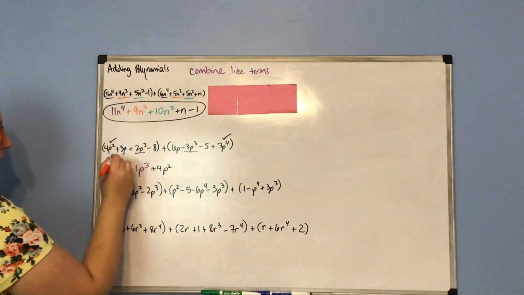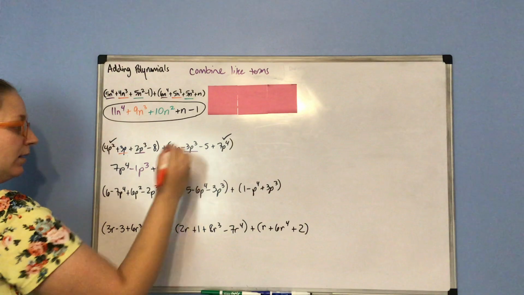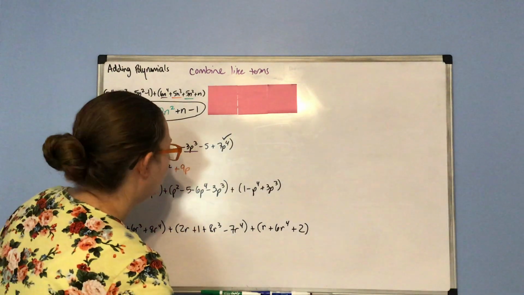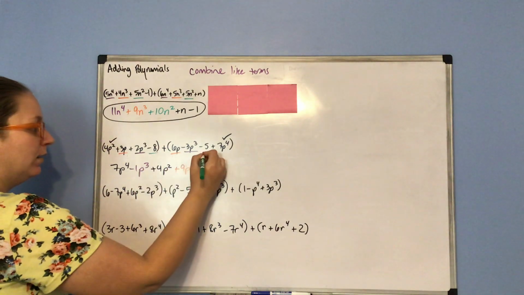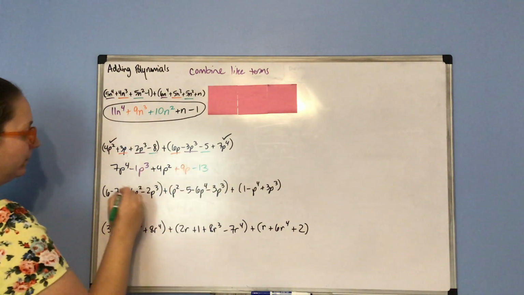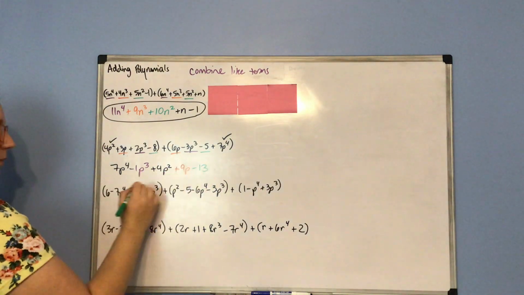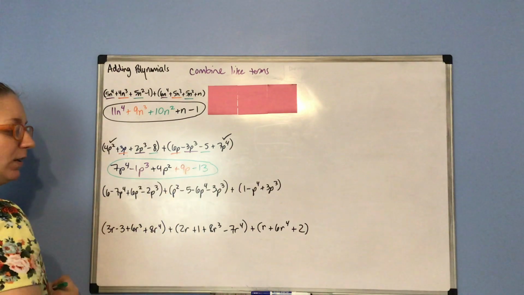Regular p terms. I have 3p and 6p. 3 plus 6 is 9. The p part stays the same. And then number terms. Negative 8, negative 5. Negative 8 minus 5 is negative 13. I can't do any more combining because none of these that are left are like terms. So that's my final answer.